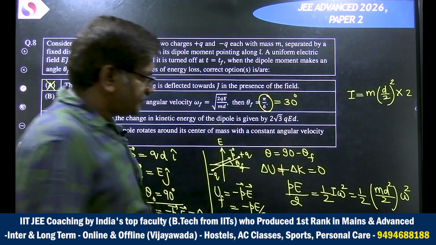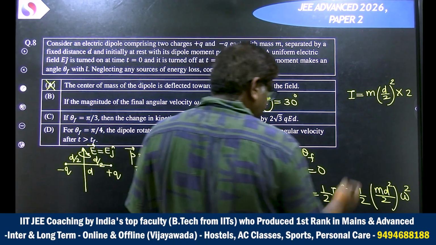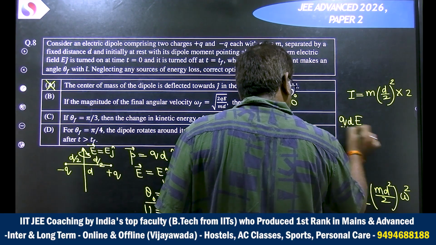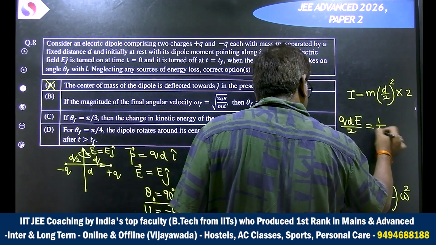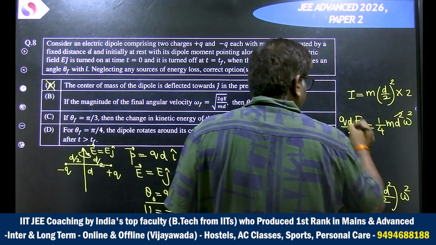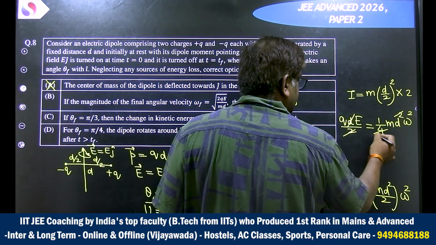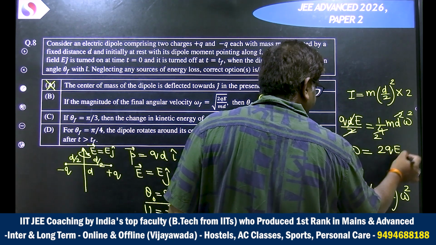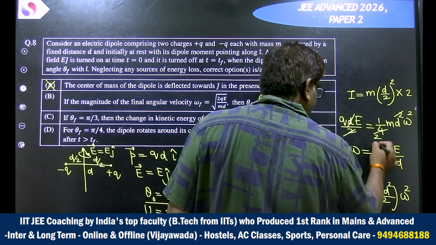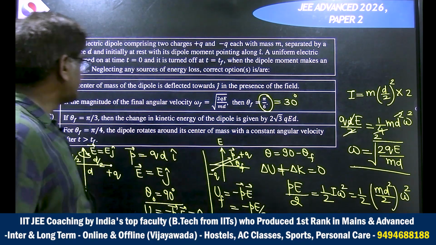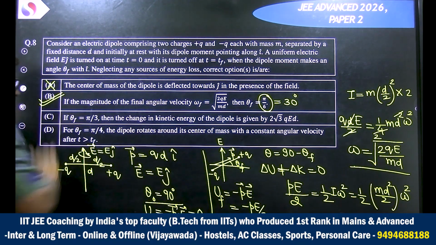Now this is very easy to solve. Just put in the values. So qd into E by 2 is equal to 1 by 4 m d square omega square. One d cancels, the 2 cancels, and omega will be equal to 2qE by md. That will be your angular velocity, 2qE by md. So clearly option B is correct.